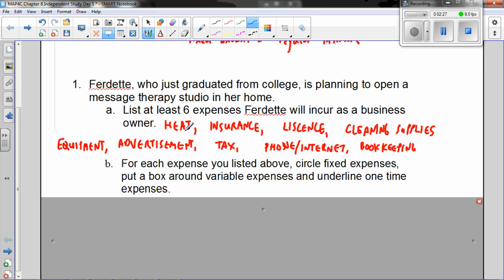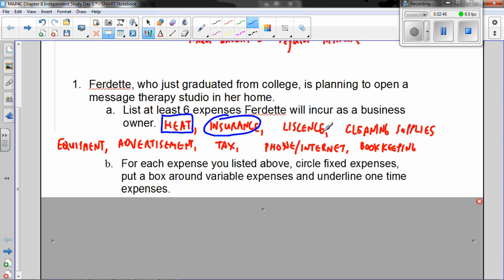So heat, is that fixed or variable? Well, it changes from month to month. Colder in the winter, more heat in the winter, so it's a variable expense. Insurance, we talked about that about cars, right? Probably it's the same amount from month to month.